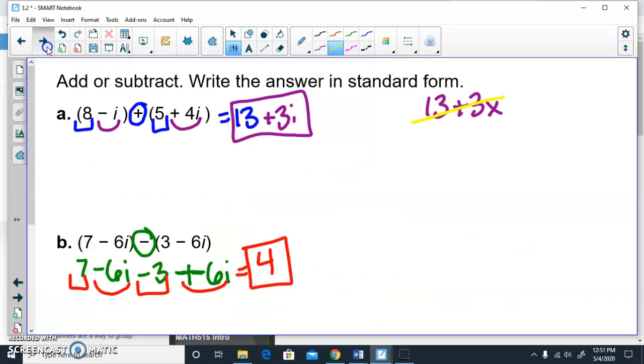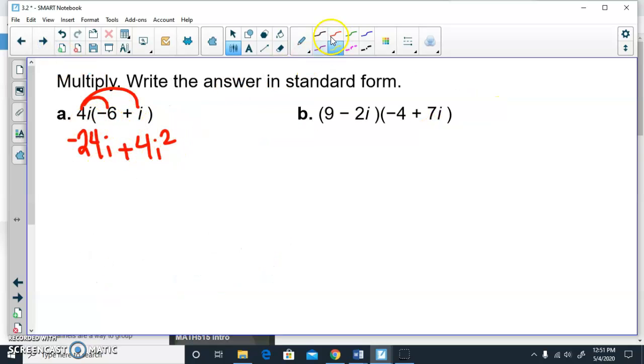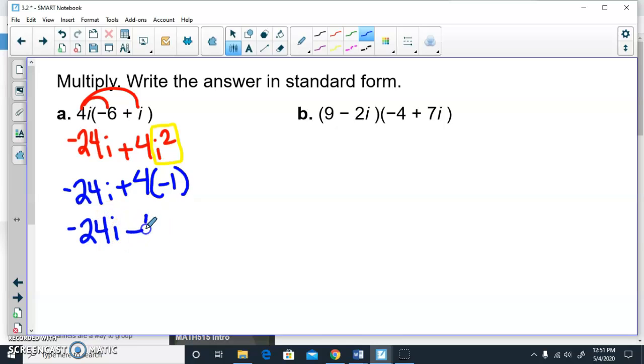So I am going to simplify this, keeping that in mind. Where we have i squared, we know that that equals negative 1. And that can simplify further. Negative 1 times 4 is negative 4. So negative 24i minus 4. Now, oftentimes we write the real part and then the imaginary. I will accept either one of these, but this is what we will most often see.